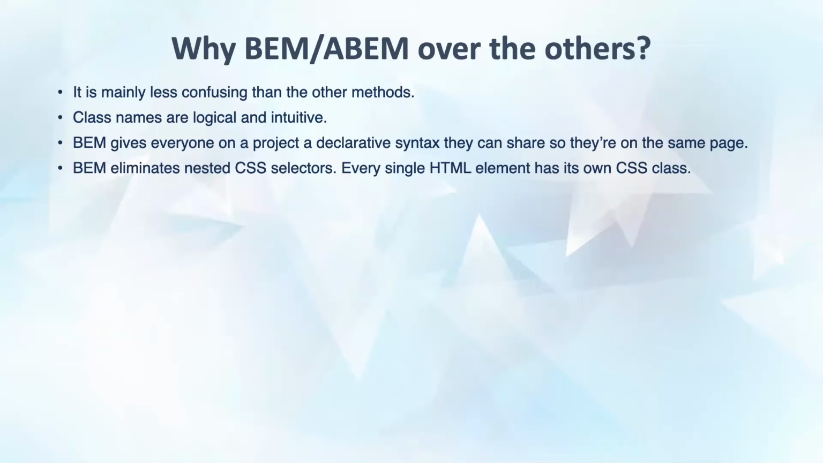Then it provides a way to arrange our CSS classes into independent modules. So the module-wise categorization arranges the code in a much more organized way. Also, BEM eliminates the nested CSS selectors. That means every single HTML element has its own CSS class. I will explain that in the later session. So BEM eliminates the nested CSS selectors as well. All these help make the code more maintainable.